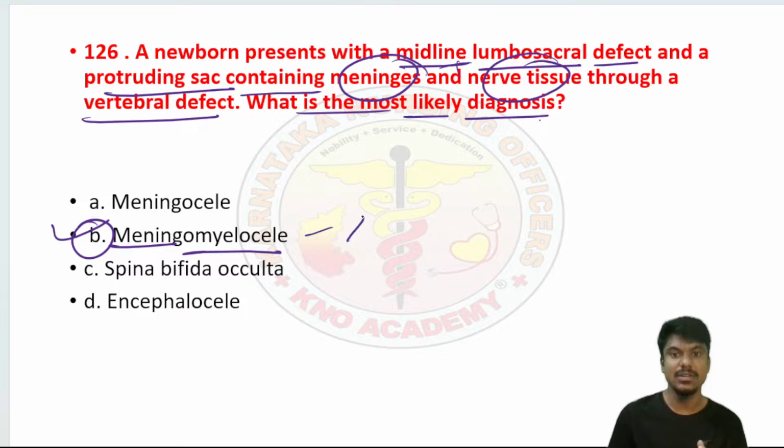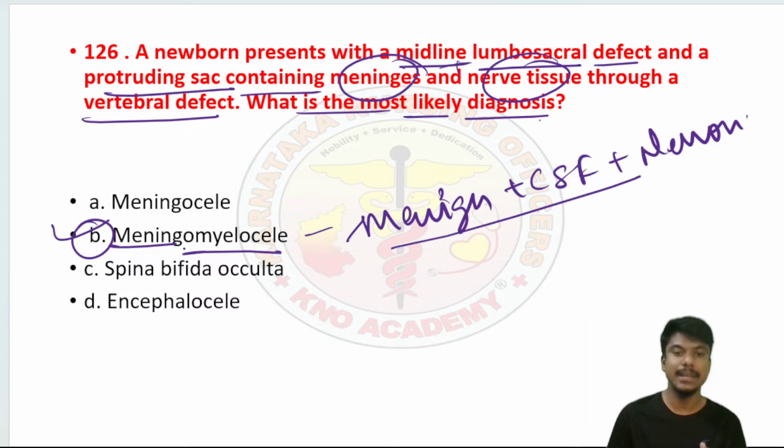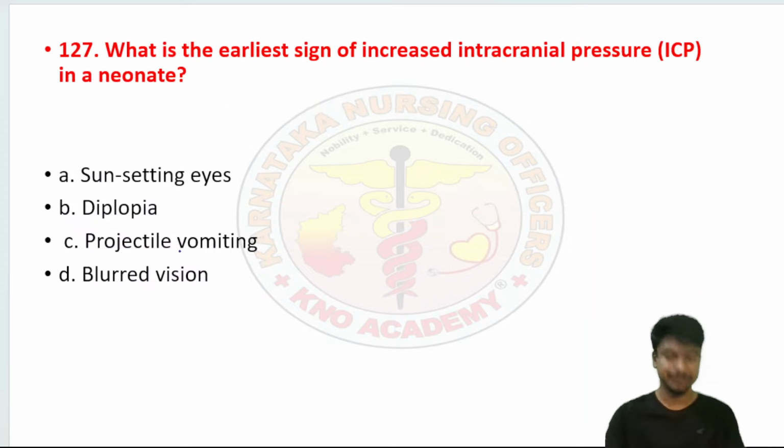Here they include meninges plus CSF, because a sac is there, and nervous tissue. When all three are there, we call that meningomyelocele. So option B is the right answer.